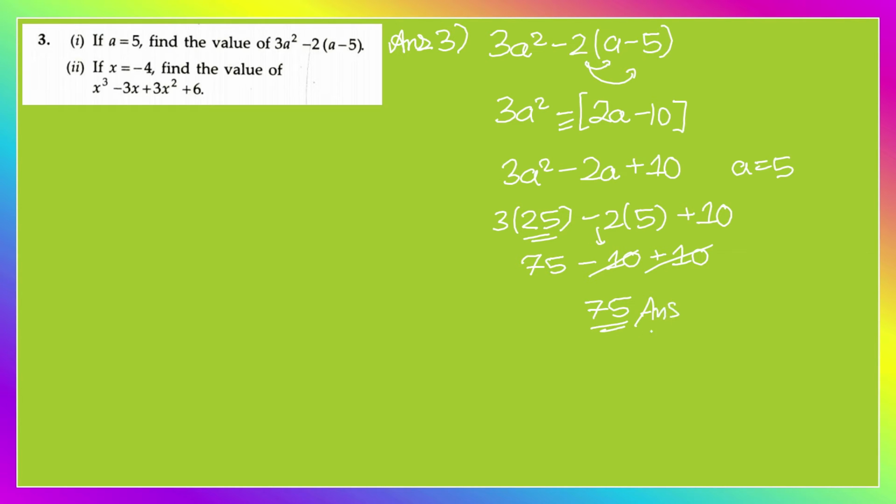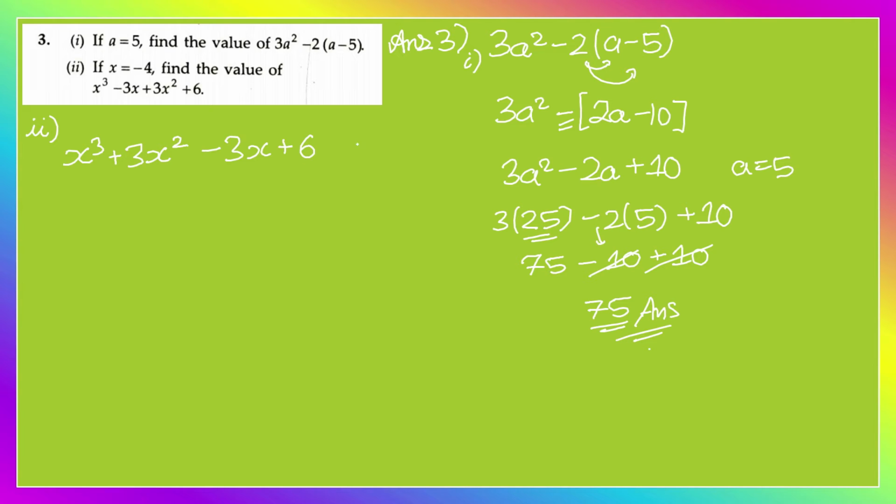So this is the final answer. Okay friends, so it was a pretty easy question. Now this was the first part. For the second part, we have to find the value of x cubed minus 3x, or if I write in order, x cubed plus 3x squared minus 3x plus 6.